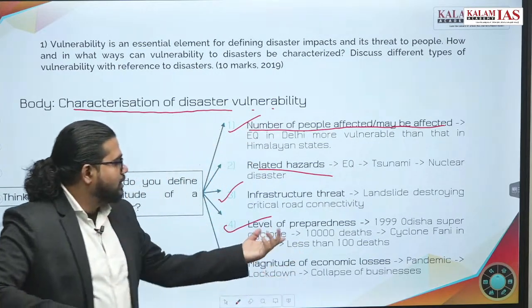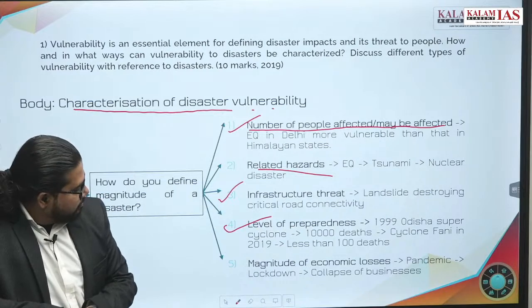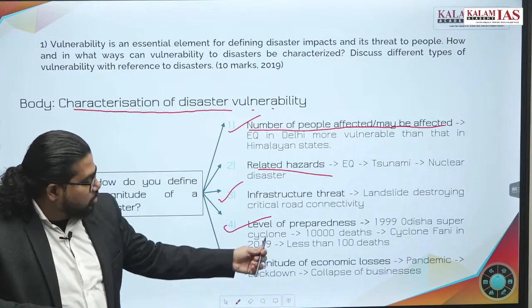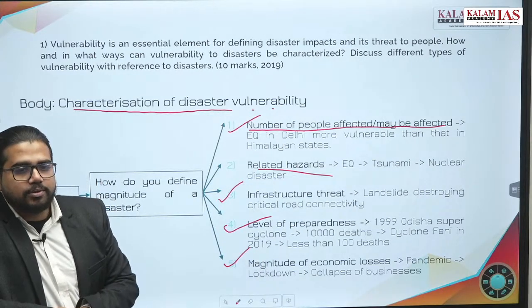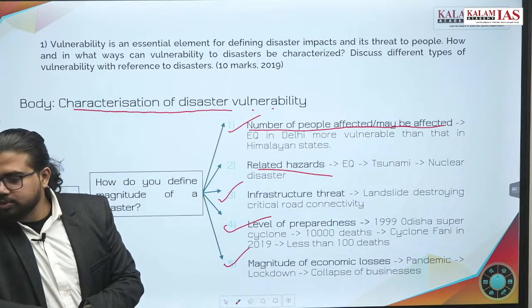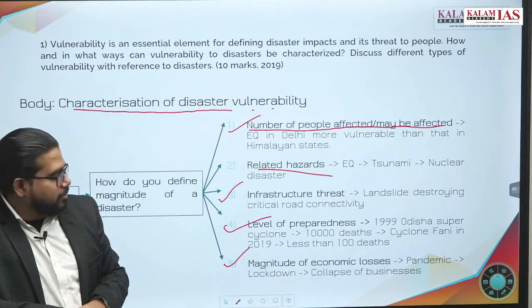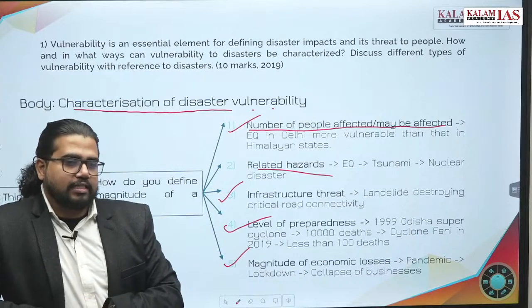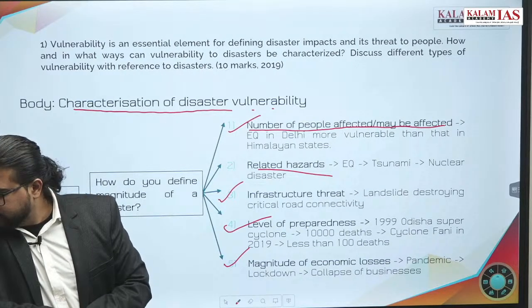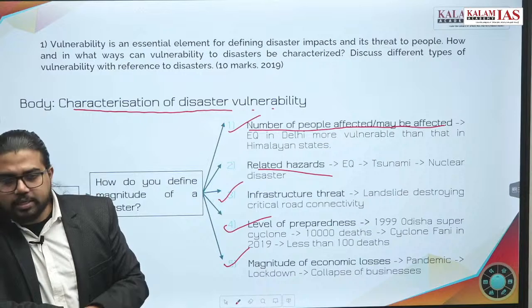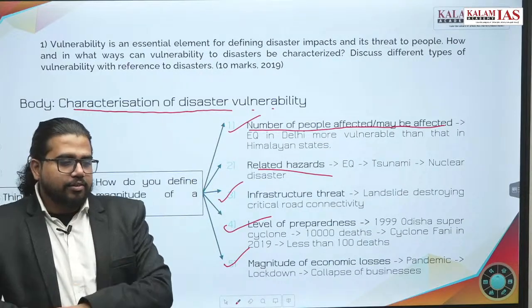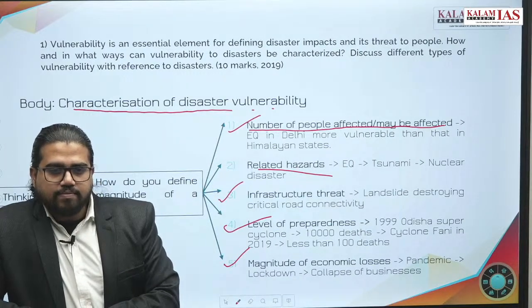Level of preparedness, we saw in this, we discussed the Odisha case. Magnitude of economic loss, that's why COVID is such a big issue. It goes much beyond, like the pandemic, throughout the world it led to an economic crisis. You can generate more points. You can write something, tell me. Or you can think of it.